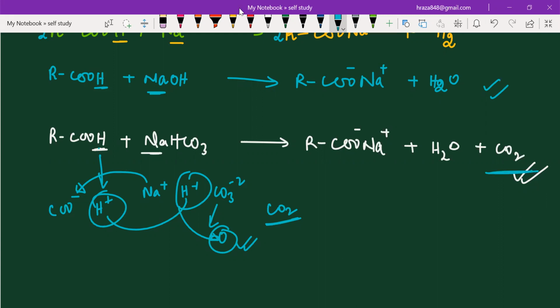So if I'm going to give you a question on this, CH3, CH2, COOH, and you are going to react this with sodium hydrogen carbonate, what is the main product? Name the main product.